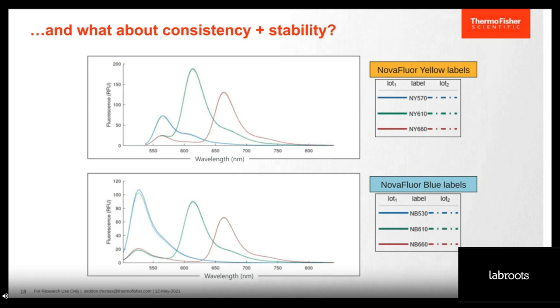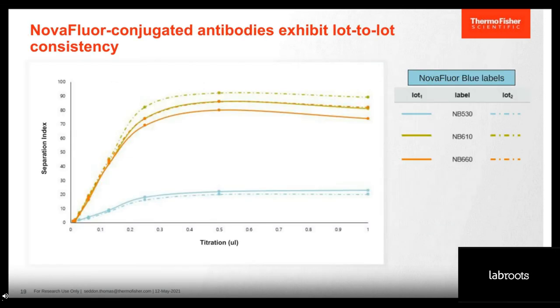Because you're attaching the donor and the acceptor at specific positions and you're able to control that, that really changes how these are consistent and stable in terms of that process of testing from lot to lot. In addition, if you look at the antibodies, you can see that the NovaFluor conjugated antibodies also really exhibit lot-to-lot consistency. And so this is just showing you a titration.